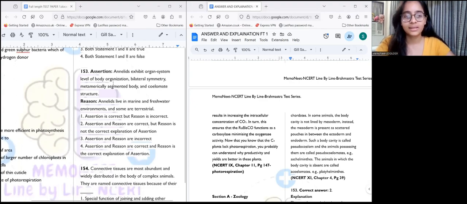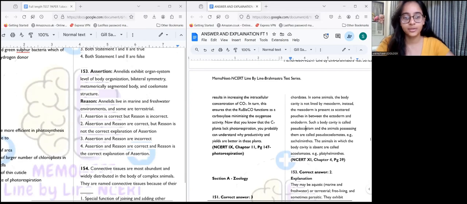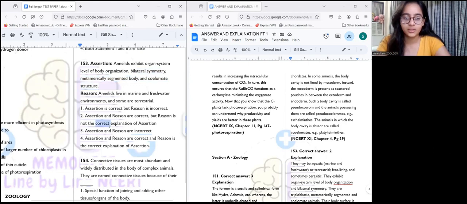Next question, 153. Annelids exhibit organ system level of body organization, bilateral symmetry, metameric segmented body, and coelomate structures. The correct answer is option number 2. So assertion and reason both are correct. We know annelids have organ system level of organization, bilateral symmetry, metamerism, and they're coelomates. And why? Because annelids live in marine and freshwater environments, and some of them are terrestrial as well. So this is also correct. But is the reason the correct explanation for the assertion? No. So the answer is option number 2.